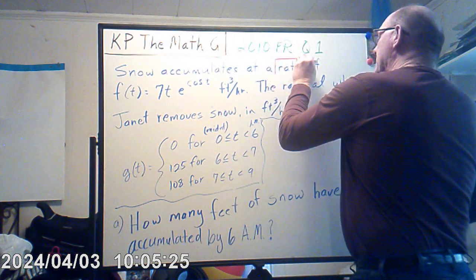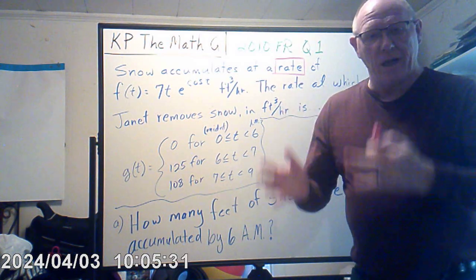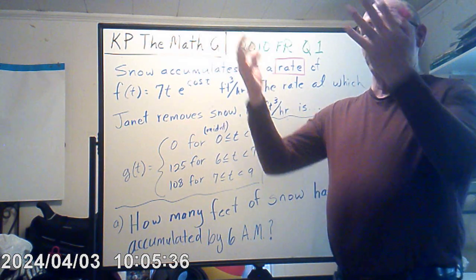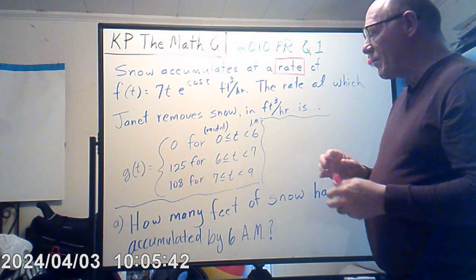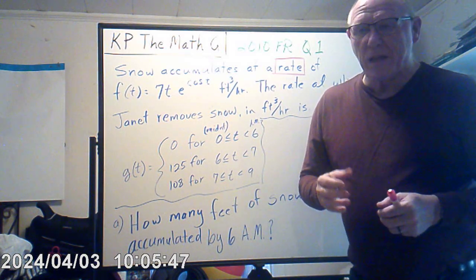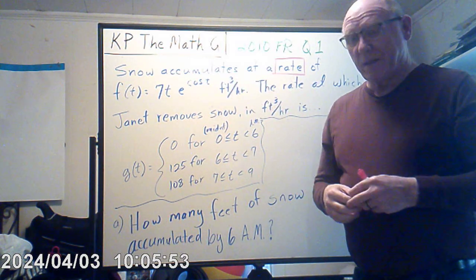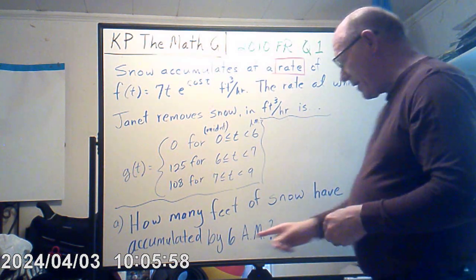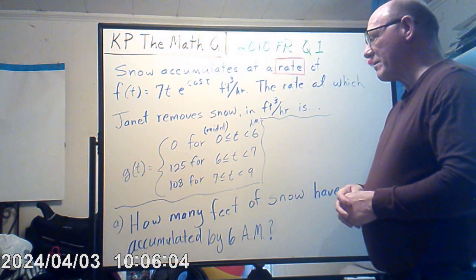So that's what you've got to do, is look at this. So rate, so I'm likely going to take an antiderivative or a definite integral from 0 to something. When I see that, that's probably going to be a definite integral if I have to find out how much snow, which is really what it says, how many feet of snow have accumulated by 6 a.m. Alright, so that's what we're talking about.